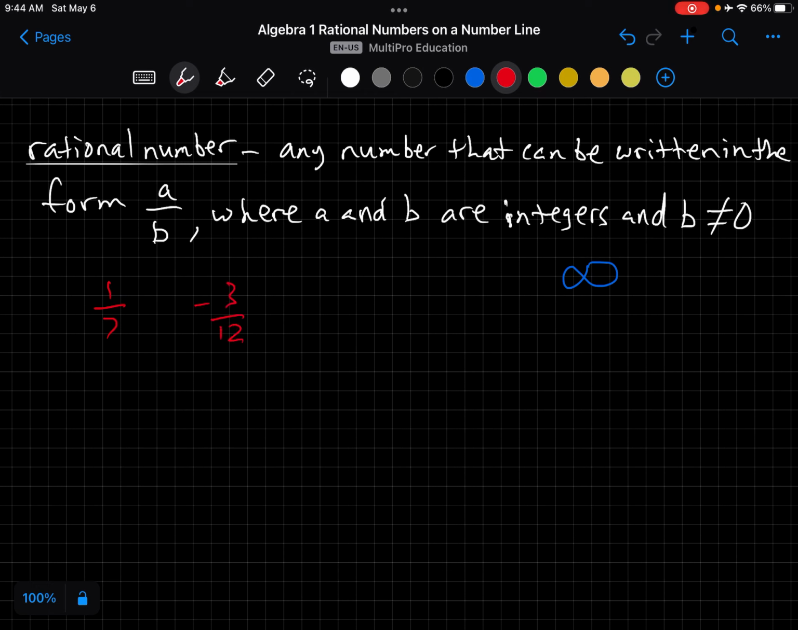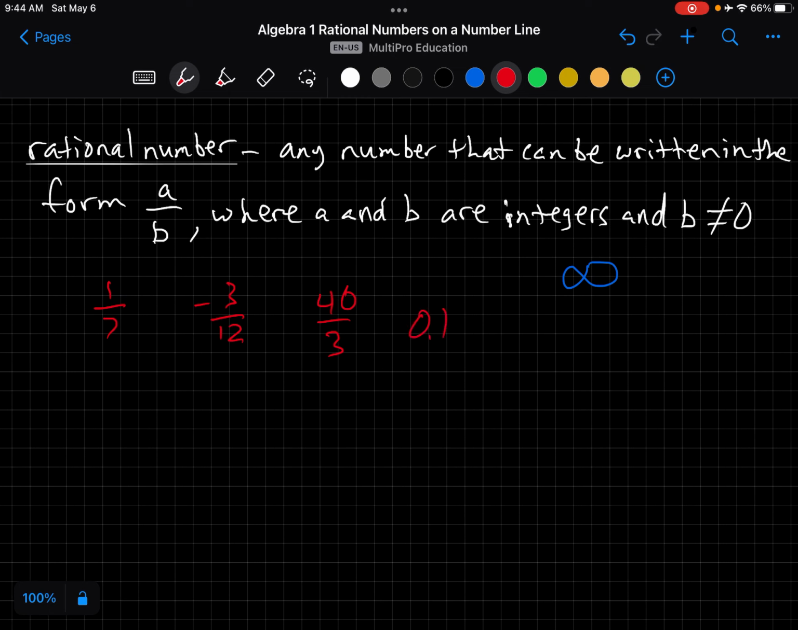All right, let's look at minus 3 over 12. Is minus 3 an integer? Yes. Is B an integer? 12, is that an integer? Yes. And 12 is not equal to 0. We can even have improper fractions, 40 over 3. 40 and 3 are both integers, and 3 is not 0. So this passes the check as well.